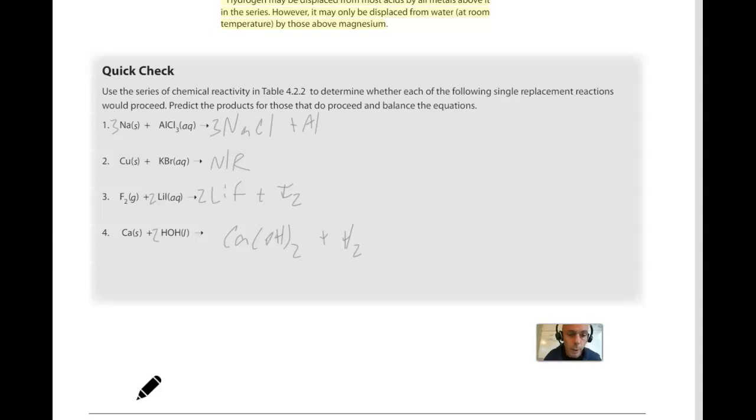I found that 2 is not a reaction. Copper, which is a metal, is not more reactive than the metal ion potassium. It's below it on the activity series, so there's no reaction there. And notice I wrote NR for no reaction.